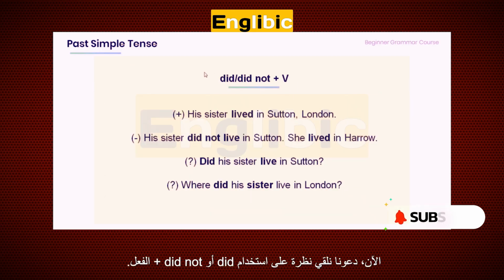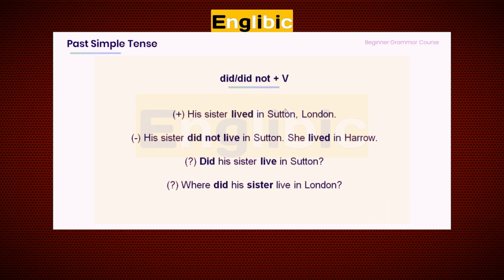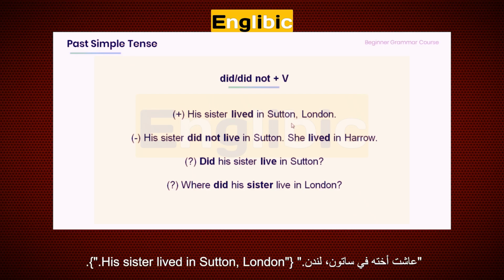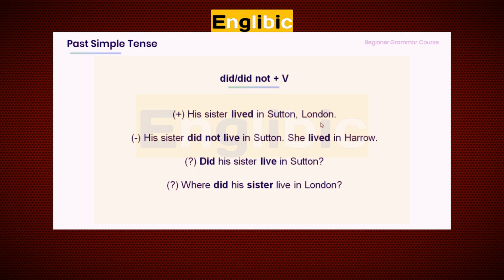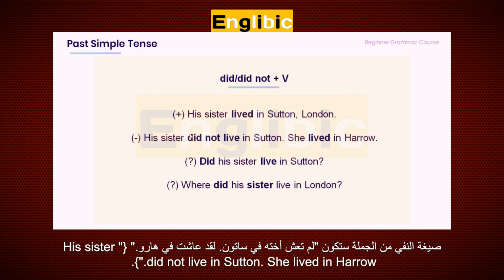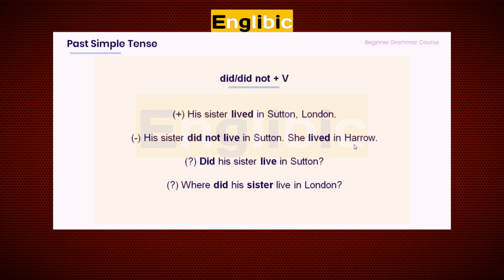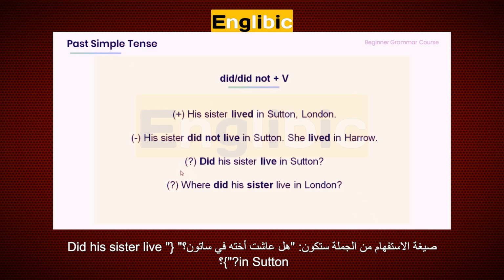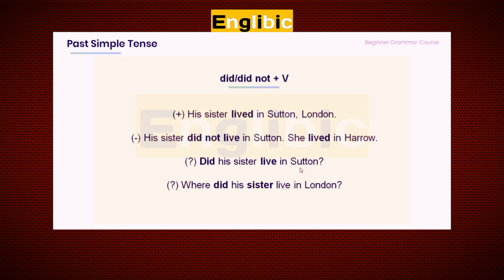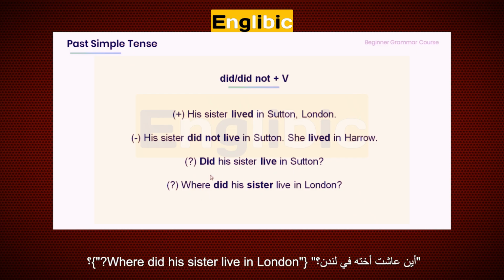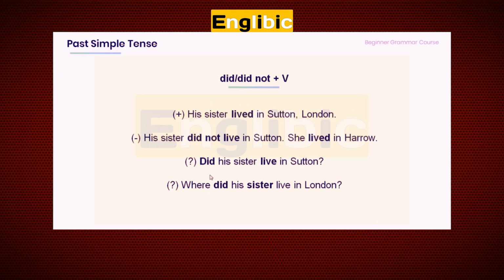Now let's have a look at the use of did or did not plus verb. Now let's start off with a positive sentence. His sister lived in Sutton, London. The negative form of this sentence would be his sister did not live in Sutton, she lived in Harrow. The question form of this sentence would be did his sister live in Sutton? Where did his sister live in London?